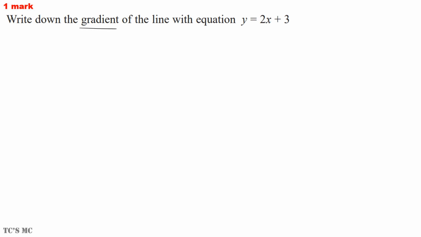Write down the gradient of the line with equation y equals 2x add 3. To work out the gradient, or the y-intercept, the equation of a line must always be in the form y equals mx add c. m, the number that x is being multiplied by, is always the gradient. c is the y-intercept. So where does it cross the y-axis?